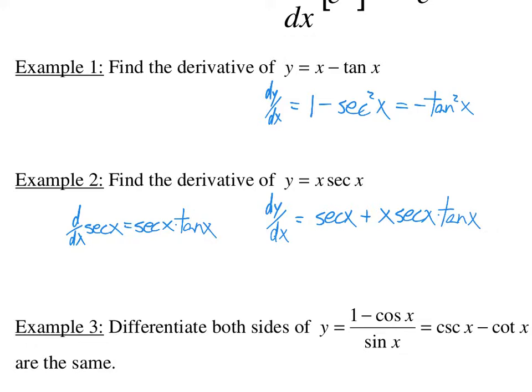Do you have to factor? If you really want to, you could take out a secant x and make that a 1 plus x times tangent of x. That might be useful if, for example, you were finding where the derivative equaled 0 or something like that.